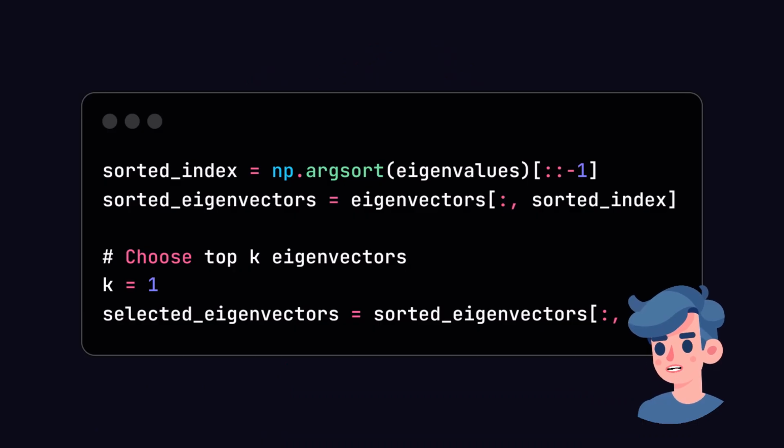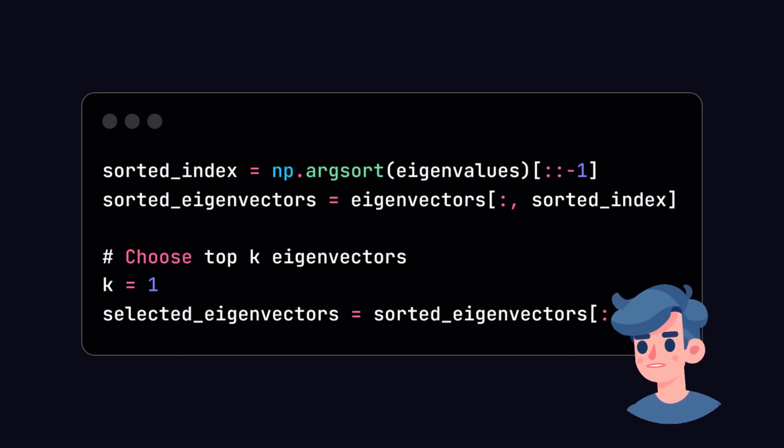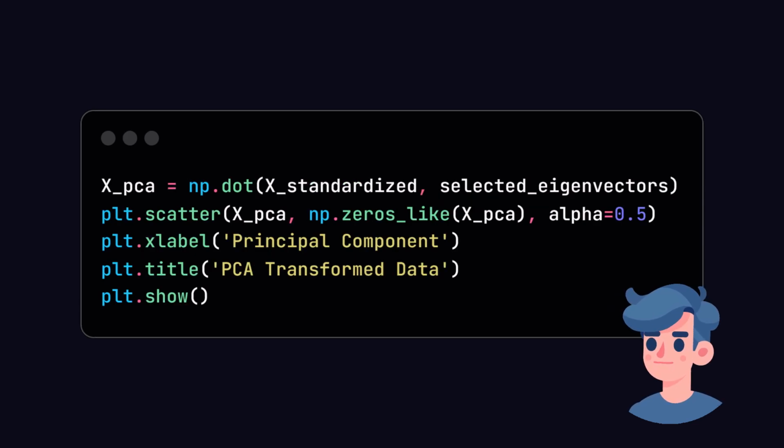After calculating the eigenvalues and eigenvectors, we need to sort them. We will also select the top k eigenvectors that correspond to the largest eigenvalues, where k is less than or equal to the number of original features. Now, we'll transform our standardized data by multiplying it with the selected eigenvectors. This gives us the final PCA transformed data, ready for analysis or visualization.